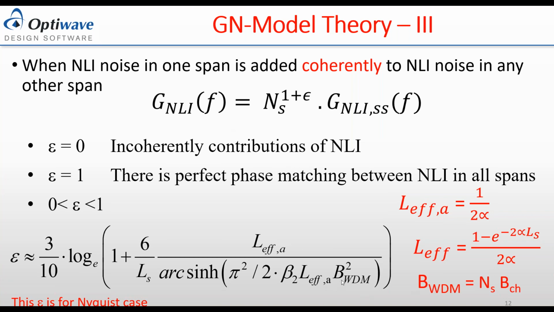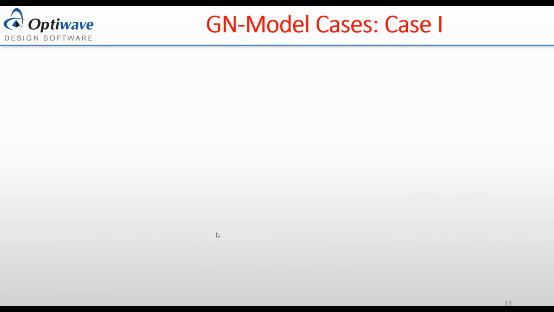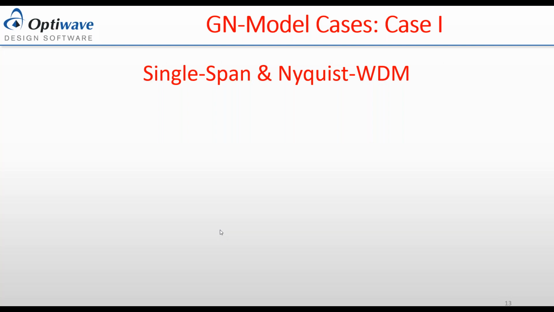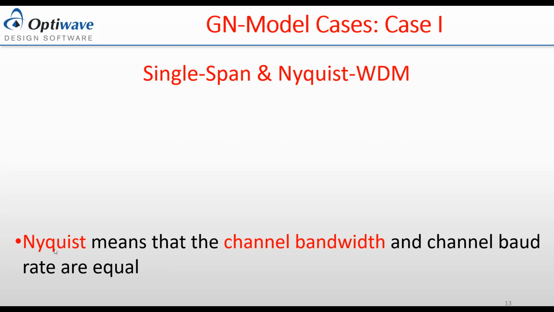And now B_WDM here is the overall bandwidth of the channels, which is the number of channels times the bandwidth of each channel. Now, there are these 4 cases here. They simplify the calculation of the general equation of the GN model, based on whether we have a single span or multi-span, and whether the channels are Nyquist WDM channels or non-Nyquist WDM channels. In terms of the definition of Nyquist, when the channel bandwidth equals the channel baud rate, then we call the channel a Nyquist channel.